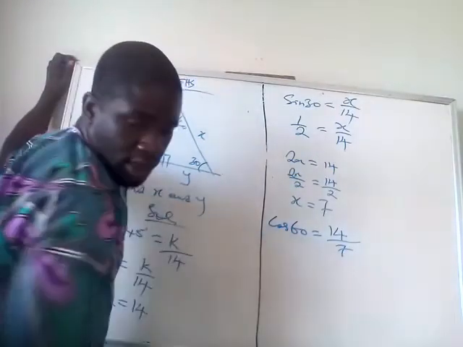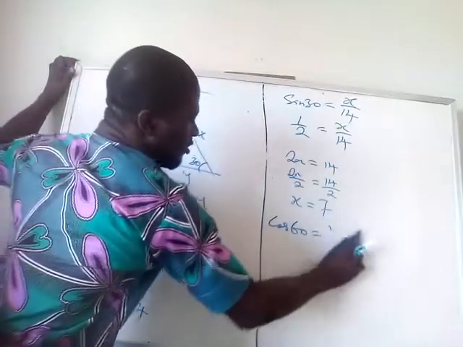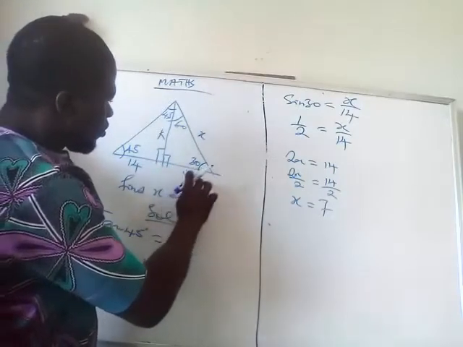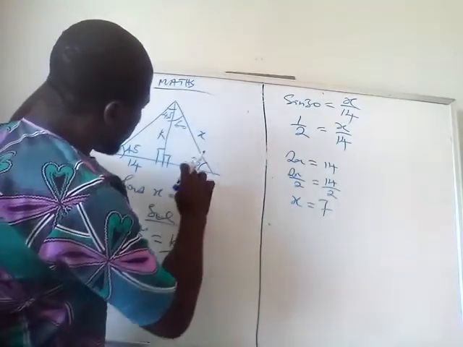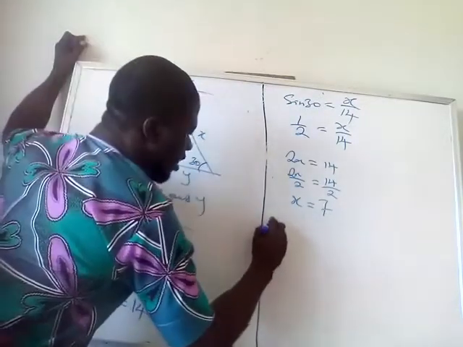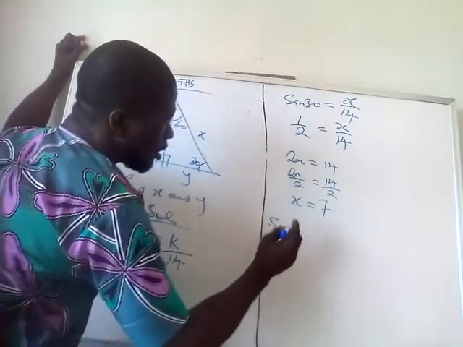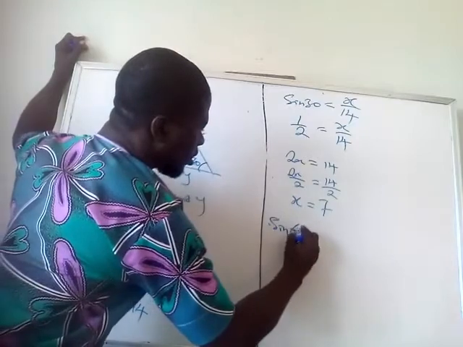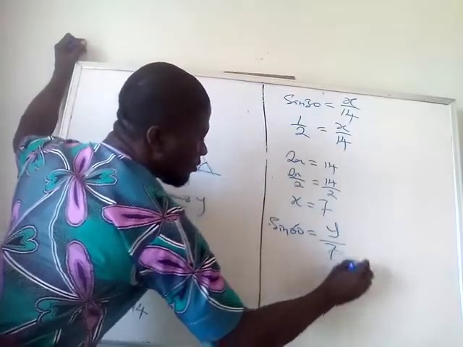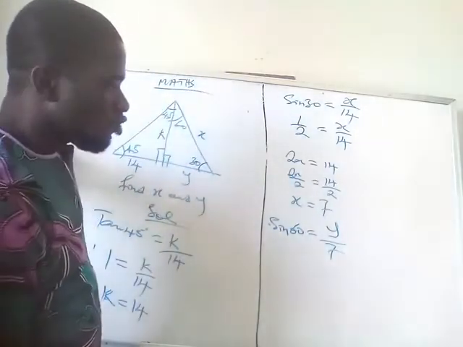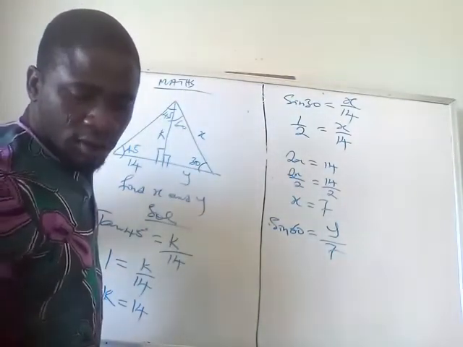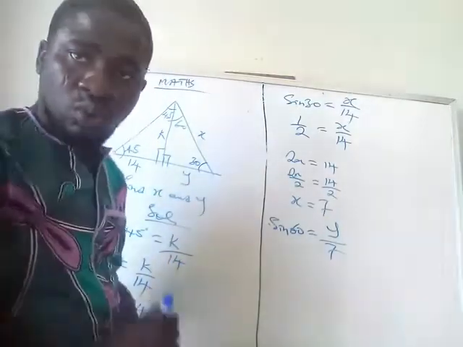Okay, sorry, we cannot use 60 because we are looking for y. So what we use is opposite over hypotenuse. So you have sine 60 is equal to y over 7. What is sine 60 from what we have done? Sine 60 from what we have done will give us root 3 over 2.